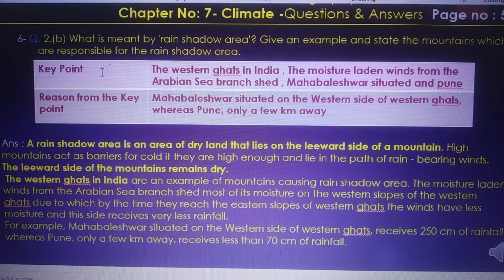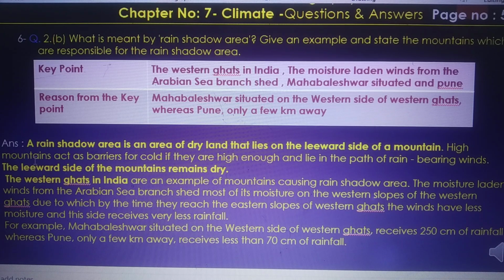Question number 6. What is meant by rain shadow area? Give an example and state the mountains which are responsible for the rain shadow area. What is the key point here? The Western Ghats mountains in India; the moisture-laden winds from the Arabian Sea shed their moisture. Mahabaleshwar and Pune. This is the key point. What is the reason for the key points? Mahabaleshwar is situated on the western side of the Western Ghats mountain, whereas Pune is only a few kilometers away from that.